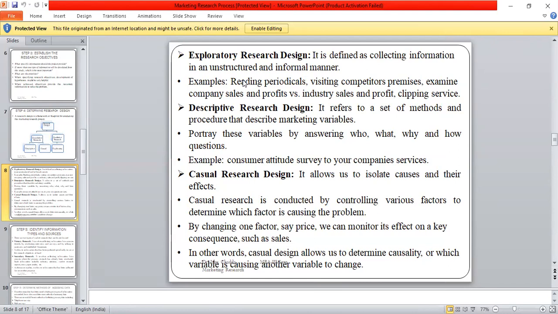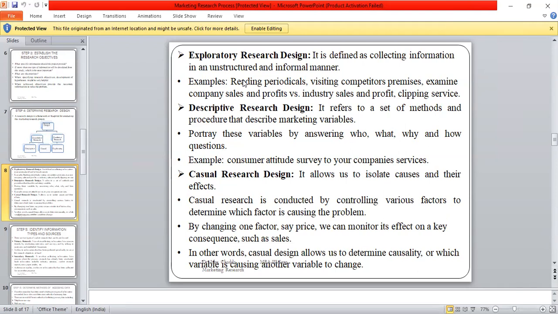The next is descriptive research design. It refers to a set of methods and procedures that describe marketing variables. A descriptive study is undertaken when the researcher wants to know the characteristics of a certain group, such as age, sex, educational level, income, occupation. Descriptive research is very rigid as compared to the earlier one. You have to see who the user of the product is, determine the proportion of the population who is going to use the product, or predict future demand for the product.